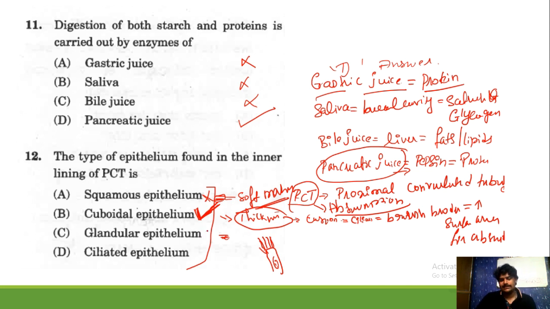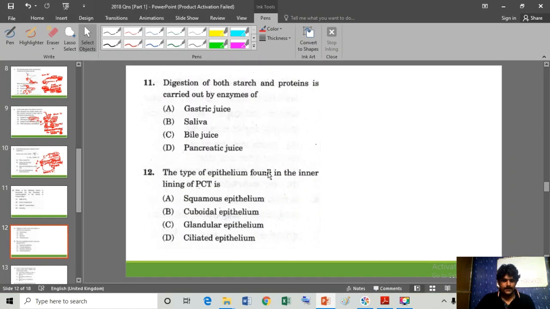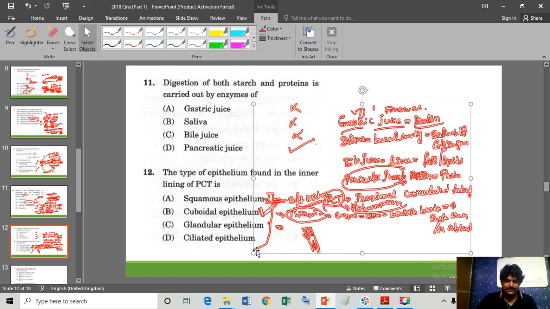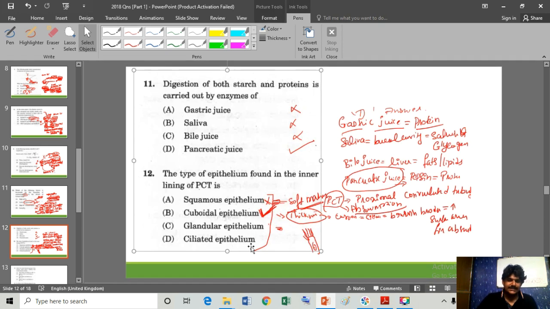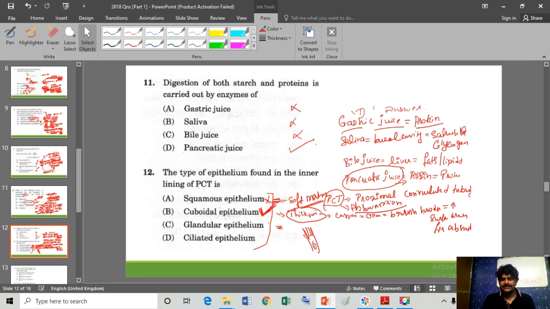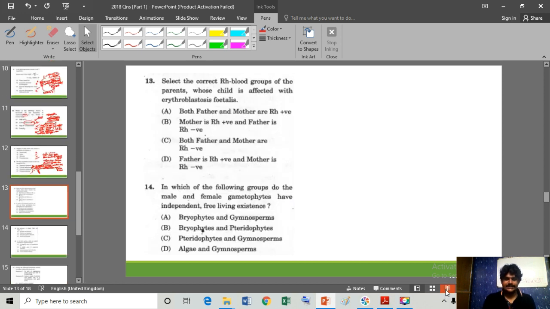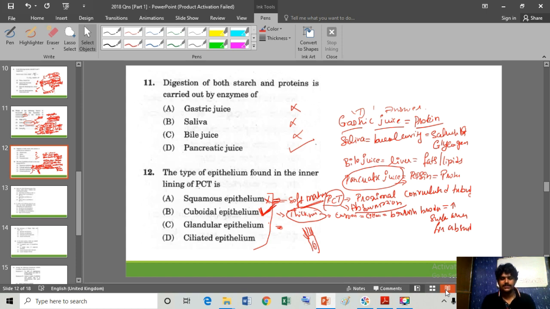The granular epithelium cells store the granules, that means proteins. So these are protein storing cells, we can say. Okay, then the last one is ciliated epithelium. What is ciliated epithelium? It is cilia bearing epithelial cells, which also have the ability to absorb more, but as the size matters, the cuboidal epithelium has the highest area of absorption. The answer is cuboidal epithelium.